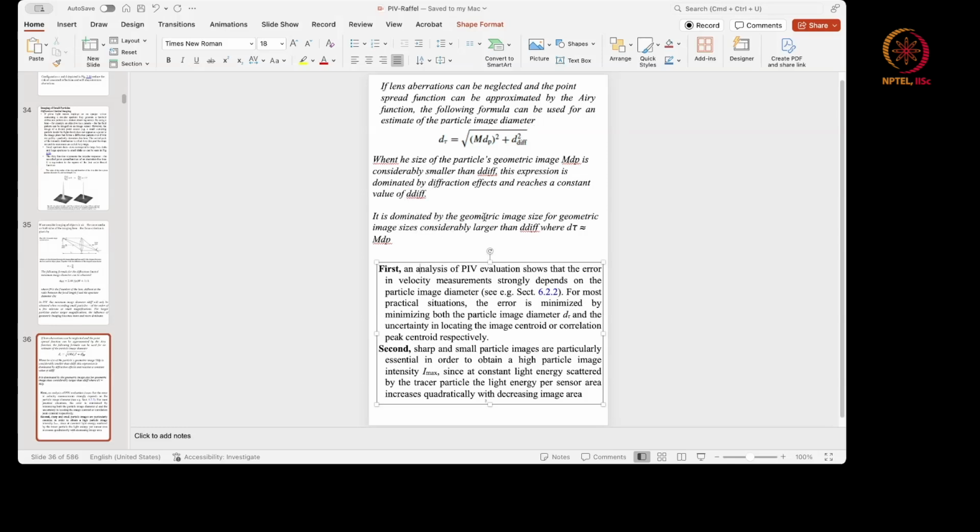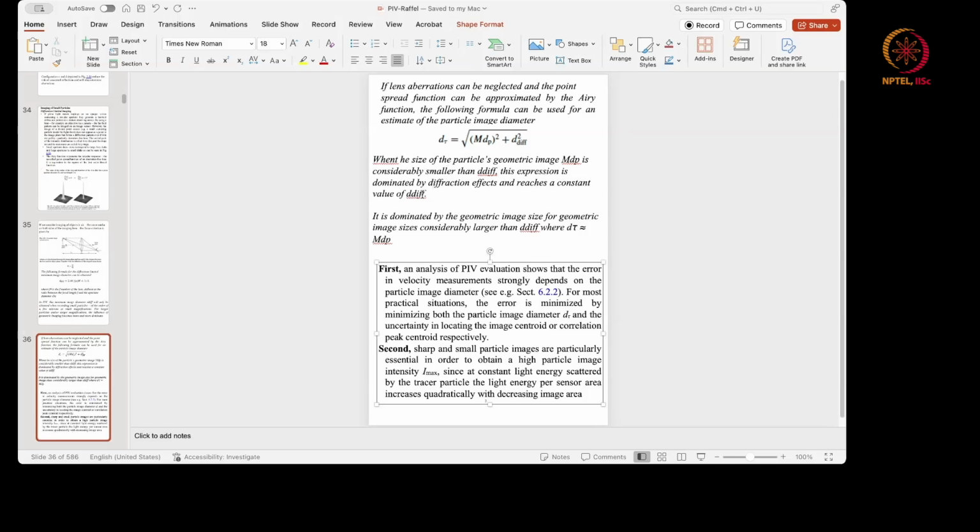But if it is dominated by the geometric image size, where the particle images are considerably larger, then this becomes equal to m dp. That means larger particles are more favored. The smaller particles can be under the diffraction limits.